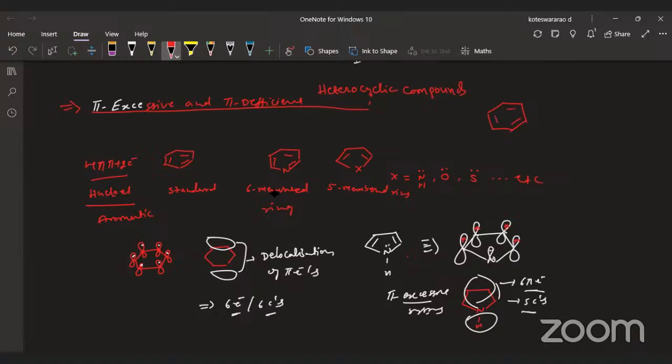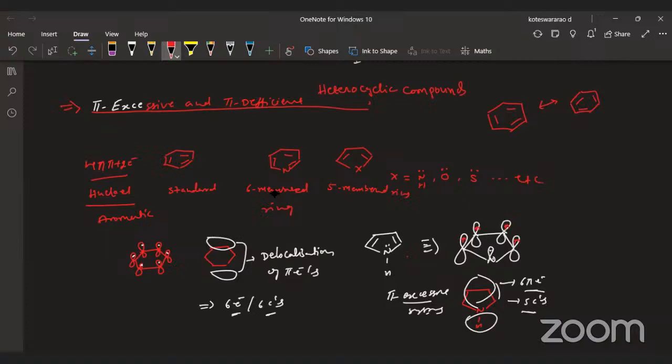This is the one Kekulé structure. Both can also be indicated with a double-headed arrow. These two are the resonance structures. These resonance structures can be combined into a resonance hybrid. These two are called Kekulé structures.